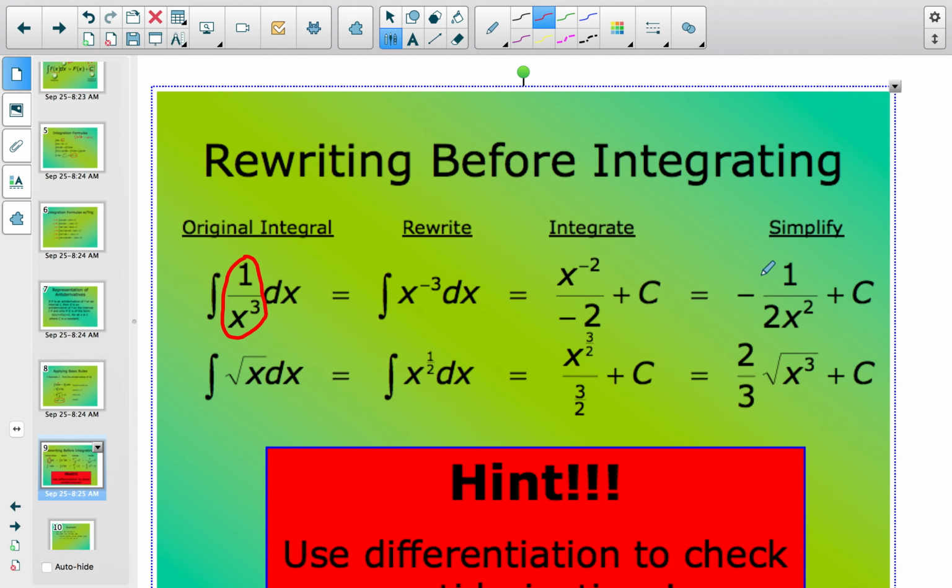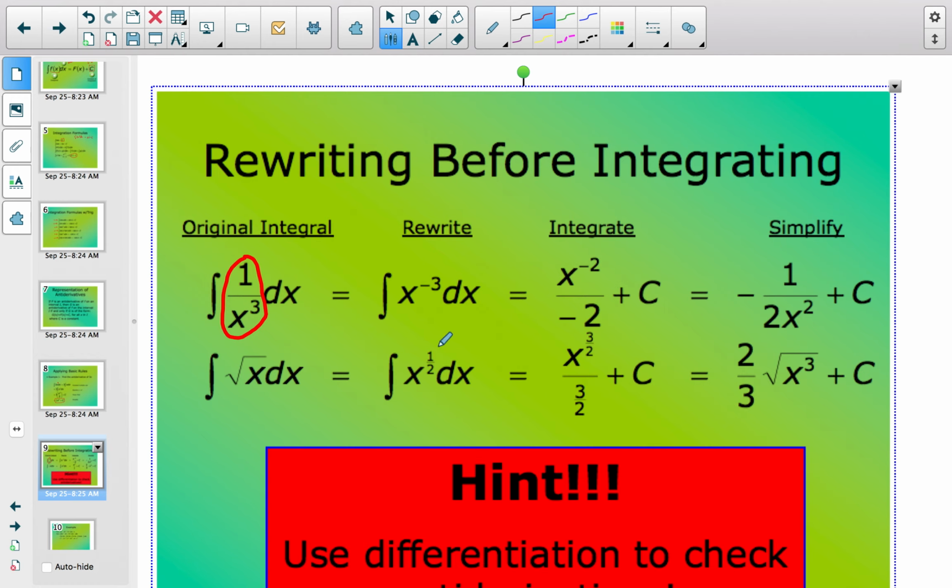We just write it a little bit nicer in this form right here, and you're done. Just like in differentiation, your radicals, I would write them in terms of powers. So the square root of x is the same thing as x to the 1/2. Then upping that exponent by 1 and dividing by 3/2.